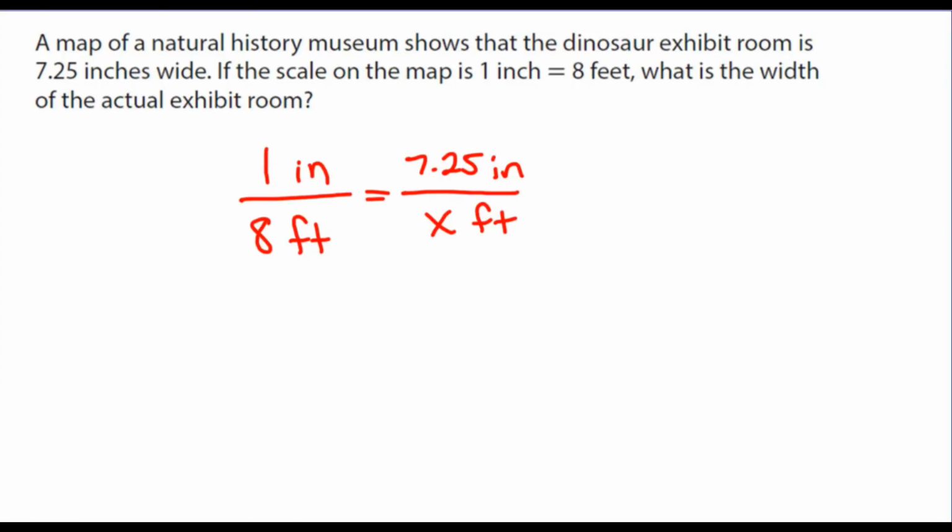So here I've set up this proportion using my scale as one ratio and what I know about the objects in the other ratio. Now again, I can solve this basically any way. That 1 in the numerator really makes this pretty easy to solve. I can use horizontal, vertical, or cross products. Either way, I'm going to have to take 8 times 7.25 to solve this. So if I take 8 times 7.25, I get 58. So the dinosaur exhibit room width is 58 feet using a proportion to solve that. So applying proportions to scale drawings and scale models using scale and scale factor.